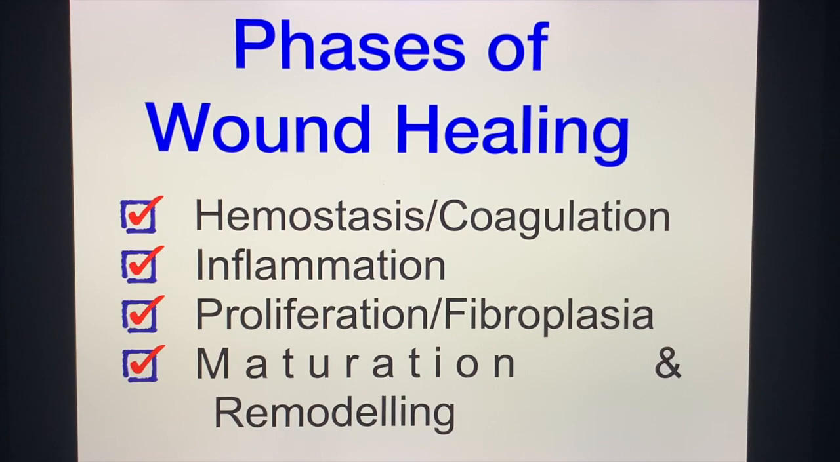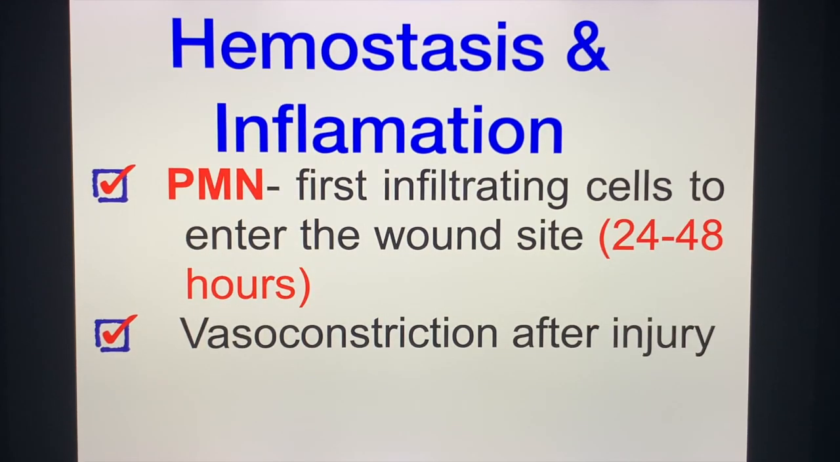So here we have the phases of wound healing: hemostasis or coagulation, inflammation, proliferation or fibroplasia, and lastly, maturation and remodeling. Now let's dissect these phases. Let's start with hemostasis and inflammation.